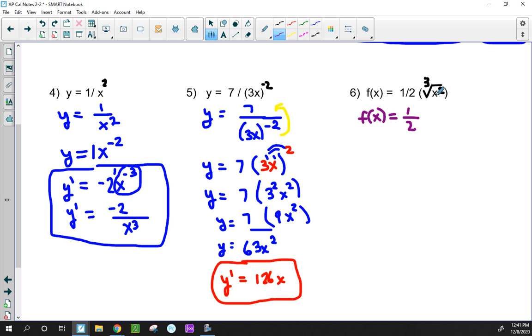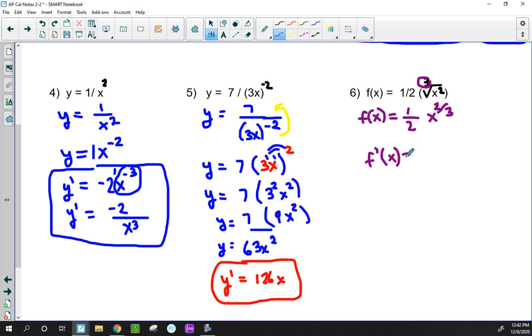Instead of saying the cube root of x to the second, remember from Algebra 2 that the index number is always going to be the denominator of your fraction, and the power on your x is going to be the numerator. So it's 1/2 times x to the 2/3. Okay, and then from here, I can't simplify anything else, so I'm ready to derive.